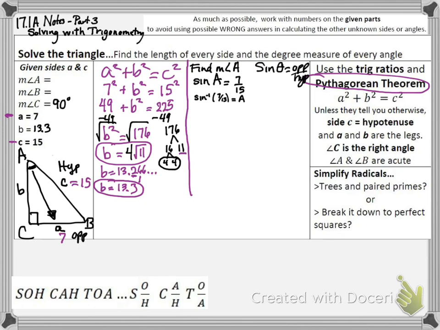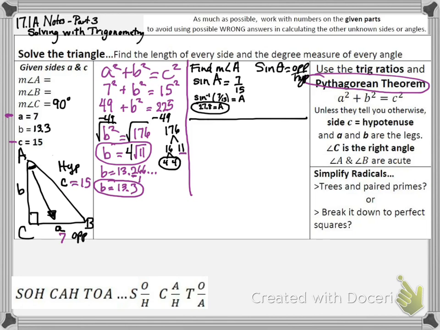Most calculators, that's a second or a shift button, then your sine button, and my calculator gives me 27.8. That was actually 27.81813, but as long as the digit that followed the 8 wasn't 5 or larger, 27.8 is good. Then I need to find the measure of angle B.